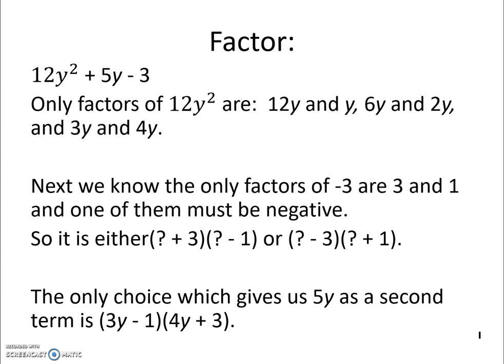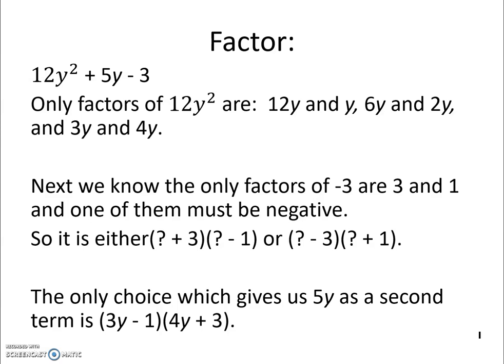In our second example, we have 12y squared plus 5y minus 3. Well, the only factors of 12y squared are 12y times y, or 6y times 2y, or 3y times 4y. Next, we know the only factors of negative 3 are 3 and 1, and one of them must be negative.